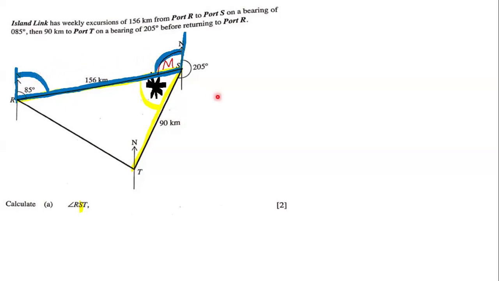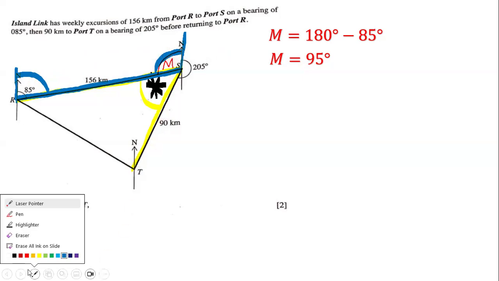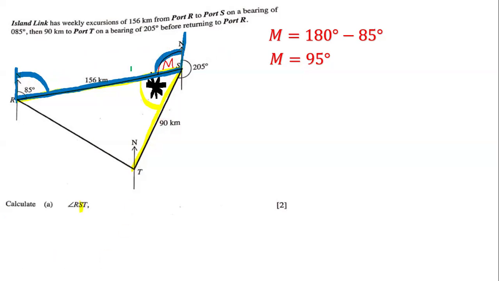So if you want to figure out what M is, M is going to be 180 degrees minus 85, which gives us 95. That's because 95 plus 85 adds up to 180 degrees, and that's what happens with co-interior angles. They add up to 180 degrees. So this angle M right here is 95 degrees. So far we know what M is.